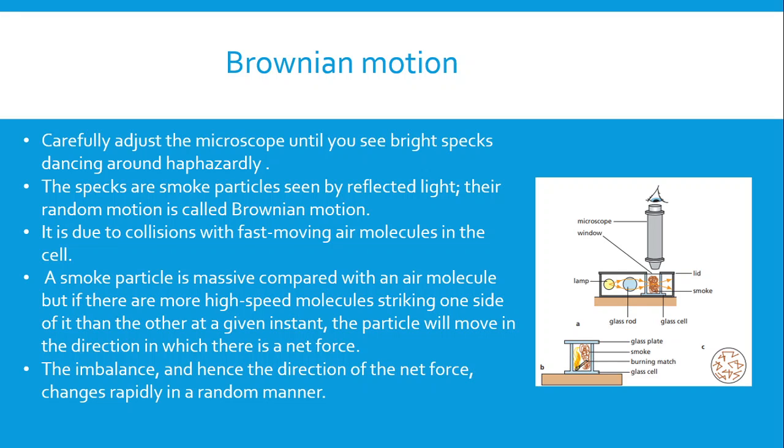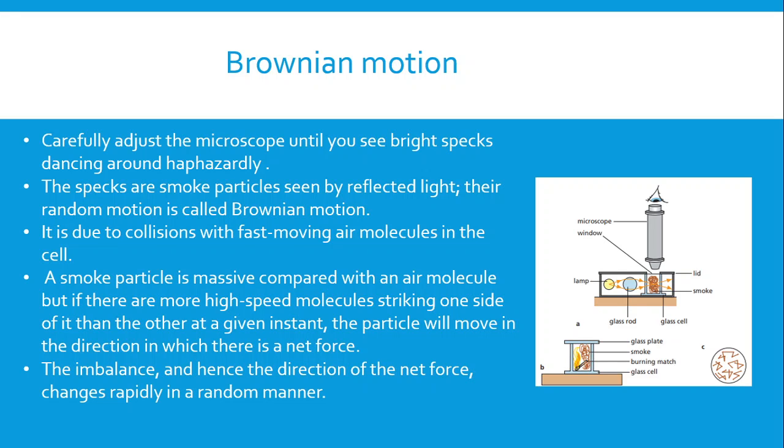So it is due to collisions with fast moving air molecules in the cell. Well, that's established that in that very small enclosed place, the reason why we see dust particles or particles of ash moving right or left or just in a haphazard manner is because the air molecules in the environment are kicking them, or colliding with them, which causes them to move in these random directions.